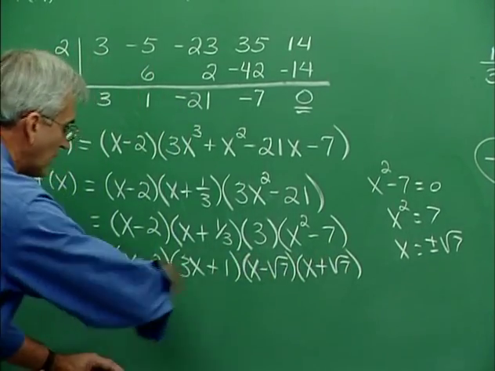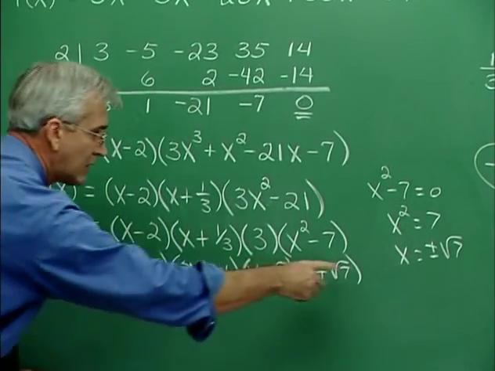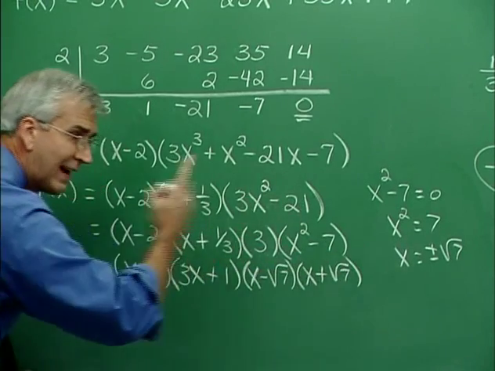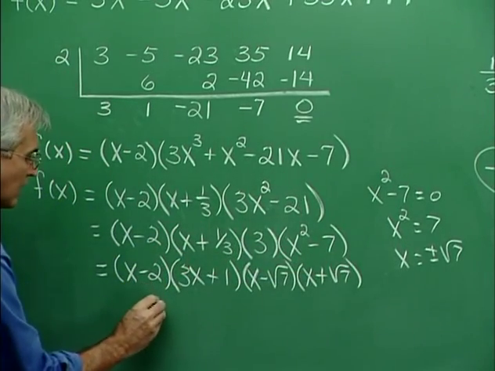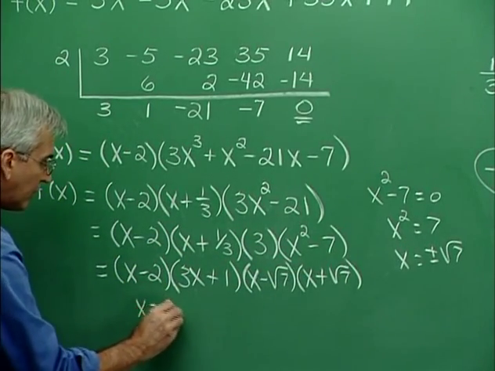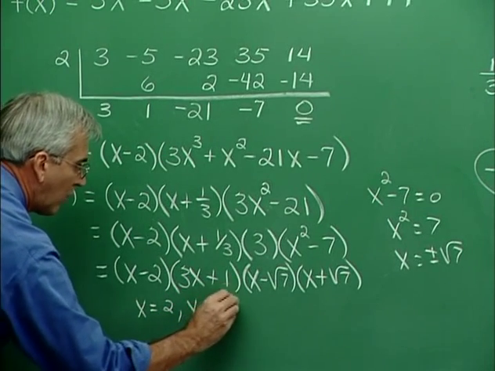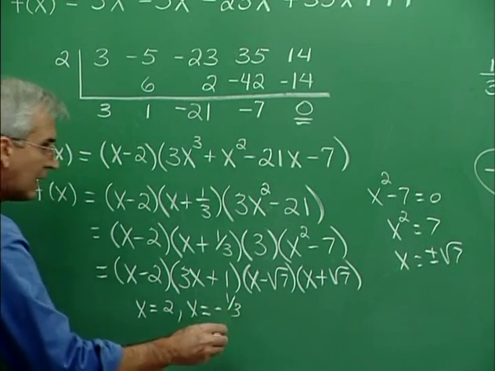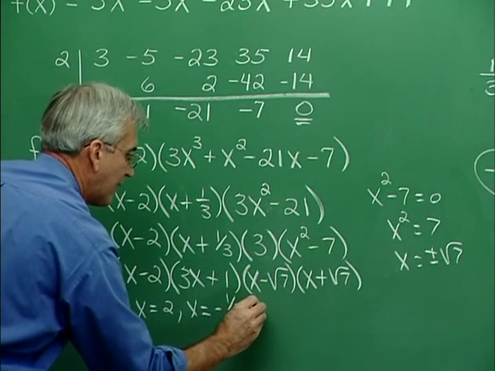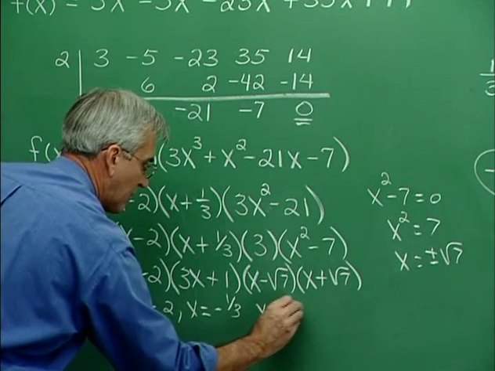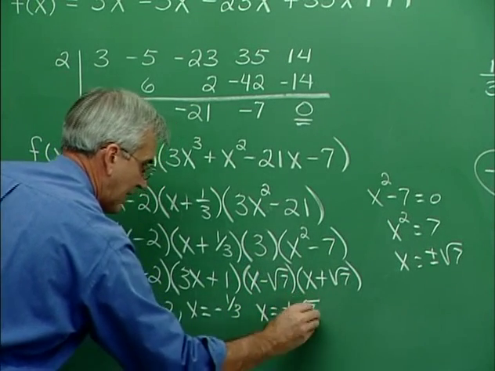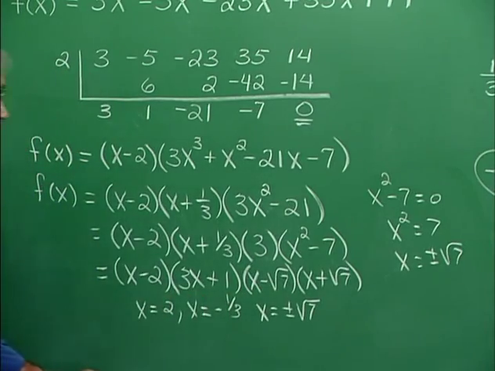Now the zeros here, we should list the 4 zeros. We have 4 linear factors. We should have 4 zeros. The zeros are x equals 2. X equals the negative 1/3 that we identified earlier, and then the 2 zeros that are identified over there, x equals plus or minus the square root of 7. So our 4 zeros.